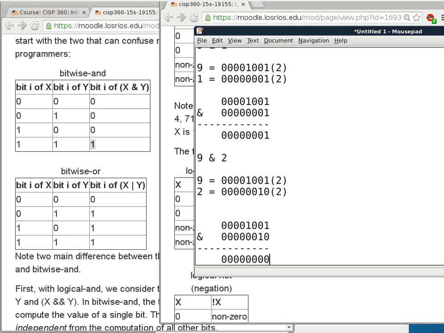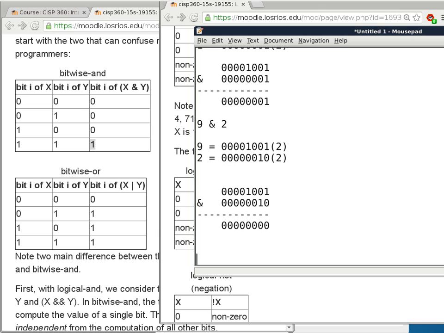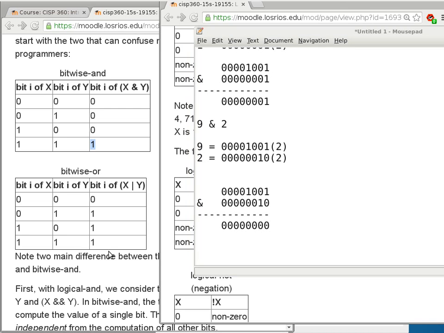Okay. Let's take a look at another one. Let's look at bitwise OR. Bitwise OR is not as bad, because 0 or 0 is 0 is the only case where the result is 0. So bitwise OR lets you get away with a lot of wrong stuff. If you use it incorrectly, it will let you get away with it for the most part.